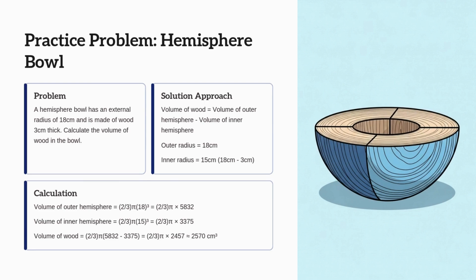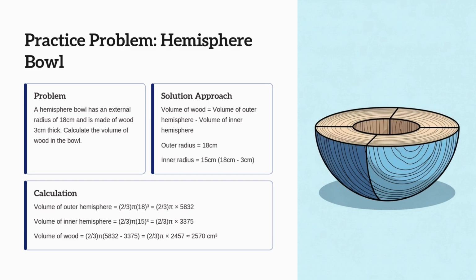The volume of wood in the bowl is equal to the volume of the outer hemisphere minus the volume of the inner hemisphere. The outer hemisphere is formed using the external radius. The inner hemisphere is formed using the internal radius, which is the external radius minus the thickness of the wood. Step 2. Determine the radii. The external radius is 18 centimeters. The internal radius is 18 minus 3, which equals 15 centimeters.